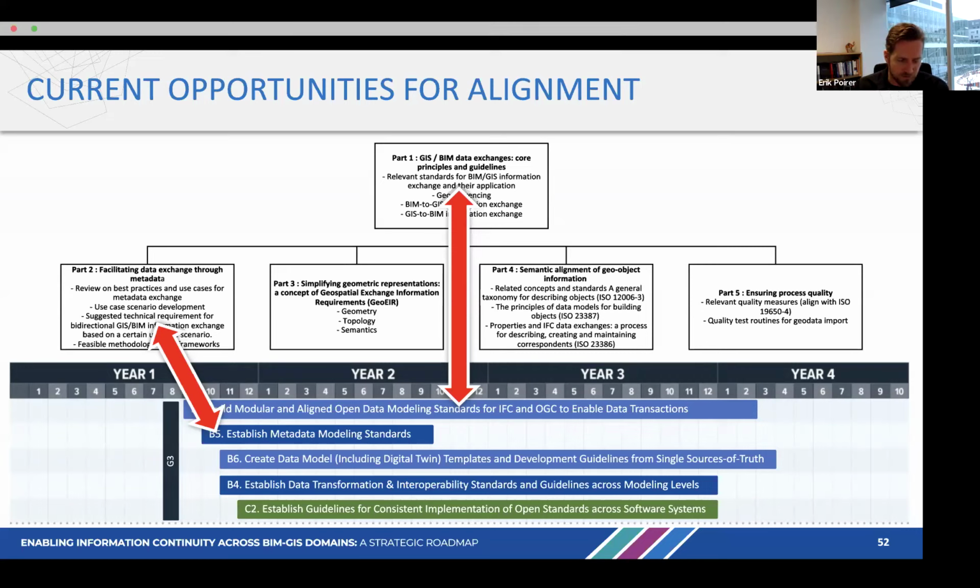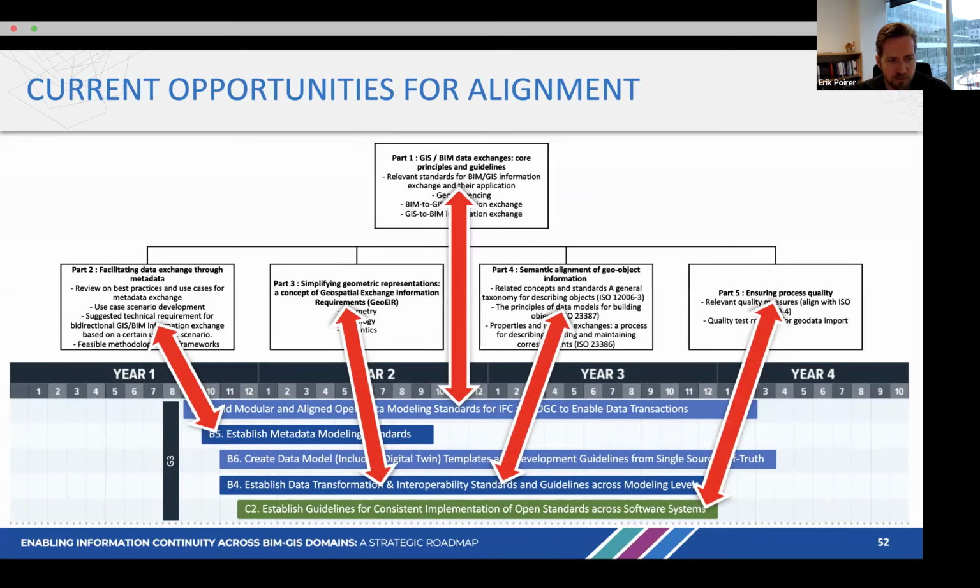So again, if this is work that interests you, there's the bSI OGC use case development work. And if you want to get involved in the standardization work, you have to go through your country's standards body to participate. And of course, there's a close liaison between the work being presented today and the work happening at ISO. Future work looks at parts three and four, aligned with part five around consistency and process quality.